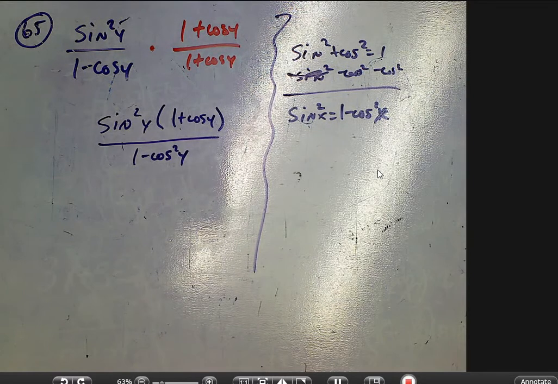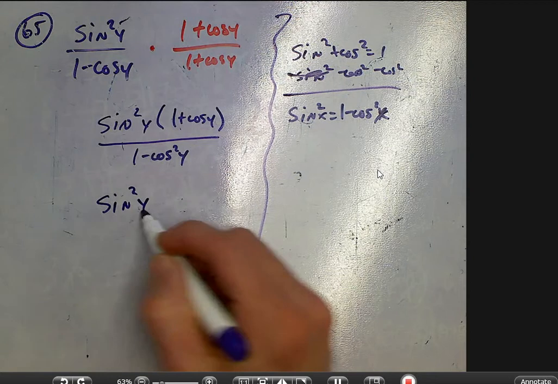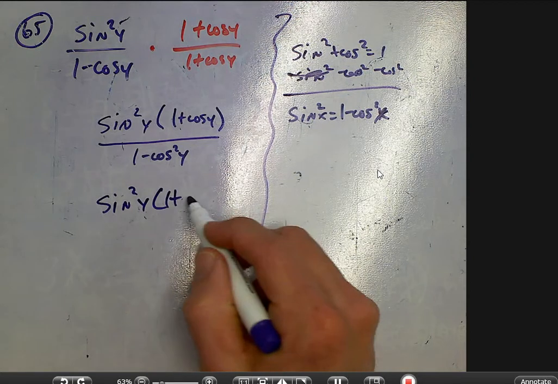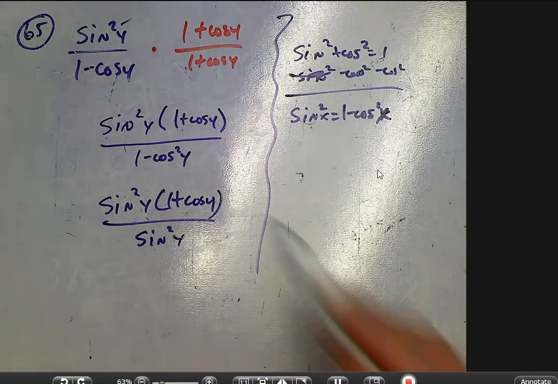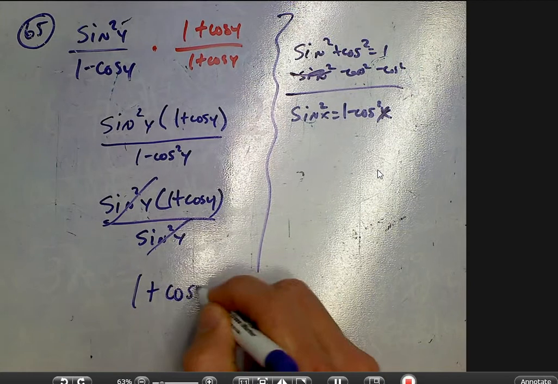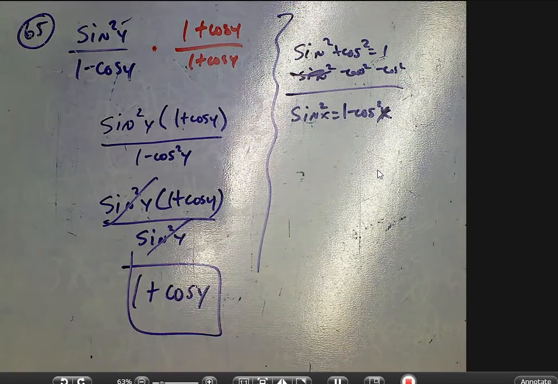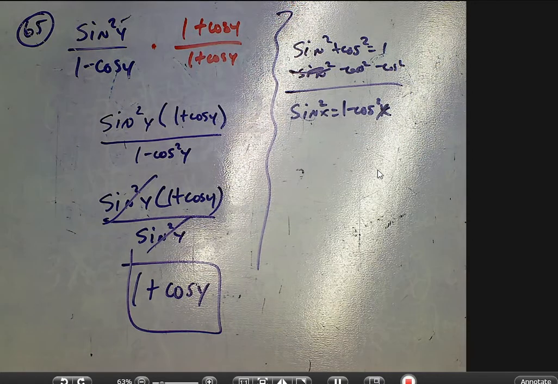Well, that means I can replace 1 minus cosine squared with sine squared. So I have sine squared of y times 1 plus the cosine of y over the sine squared of y. Sine squared of y's cancel. Final answer, 1 plus the cosine of y. So it was similar, the strategy changed a little bit. How am I going to know if I should just do distributive property here or not? Well, trial and error. Trial and error. Fun, I know.